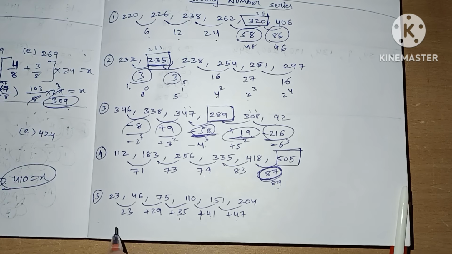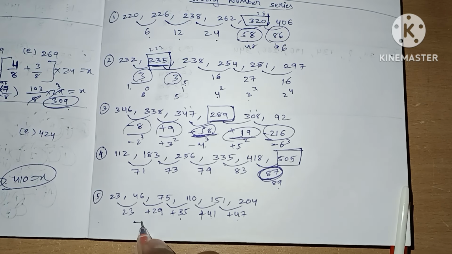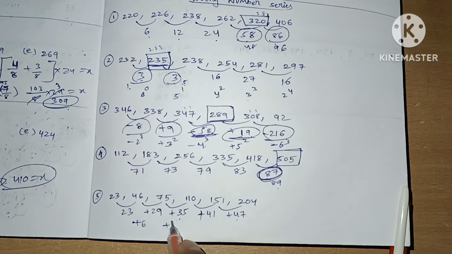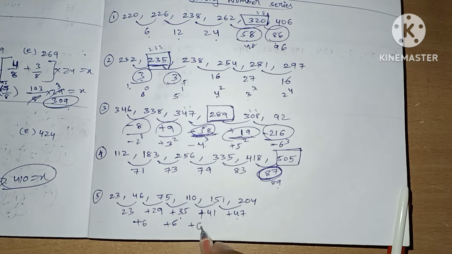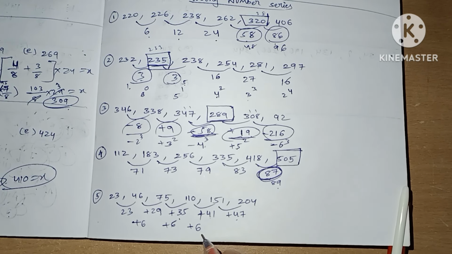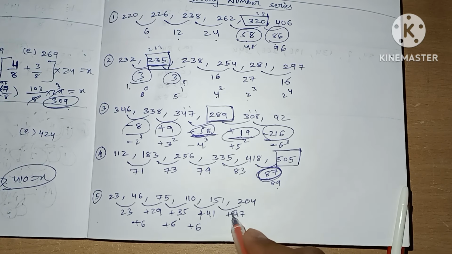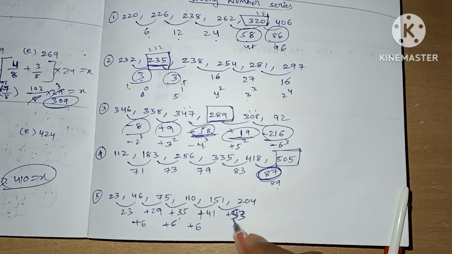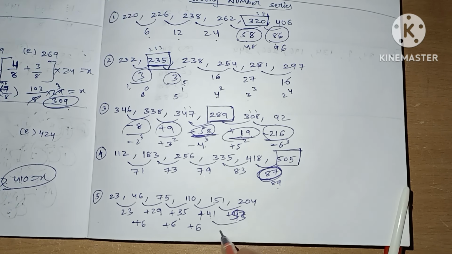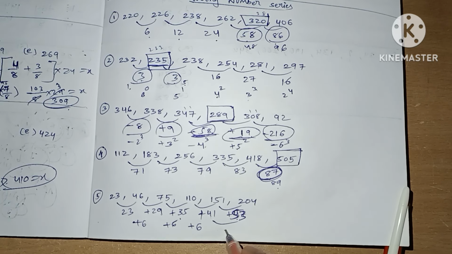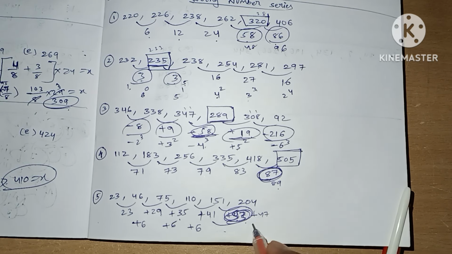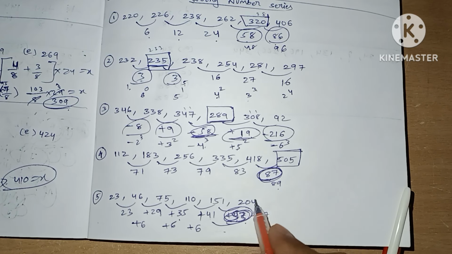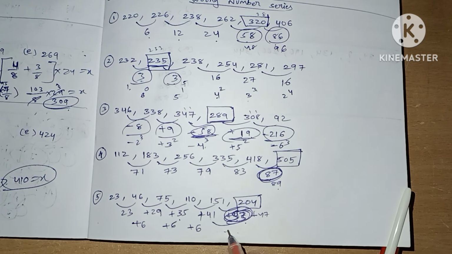So let's take a double difference. Here the difference between these two is 6. Here the double difference is also 6. Here the double difference is 6. Here the difference is 53. So here the only double difference changes. So this is our wrong number. Instead of this one, we need to write the plus 47 value. So this is our wrong number. Okay, 204 is our wrong number.